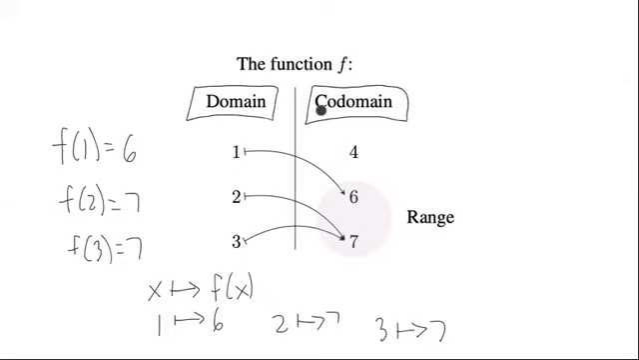And when we define a function, the range could be different than the codomain. What is the range? The range is the actual collection of points in the codomain that are hit via these assignments.